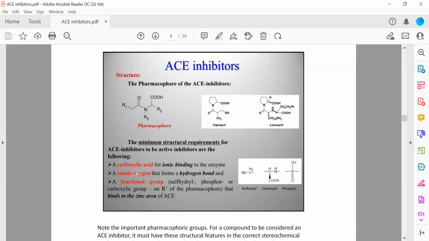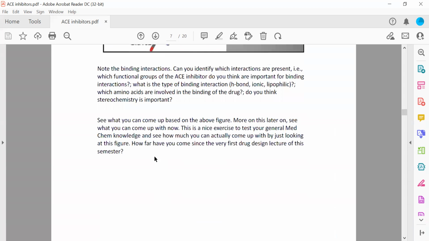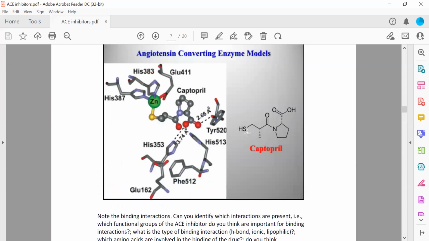We need the amide oxygen that forms hydrogen bonds with the ACE enzyme, as well as a functional group that can be any functional group that is a sulfhydryl, phosphor, or a carboxylic acid group on the R1 position. So it's this position over here of the pharmacophore that binds to the zinc binding area of ACE. I've shown you the zinc binding area for captopril. Captopril's sulfhydryl group forms an interaction with the zinc binding area of the angiotensin converting enzyme.